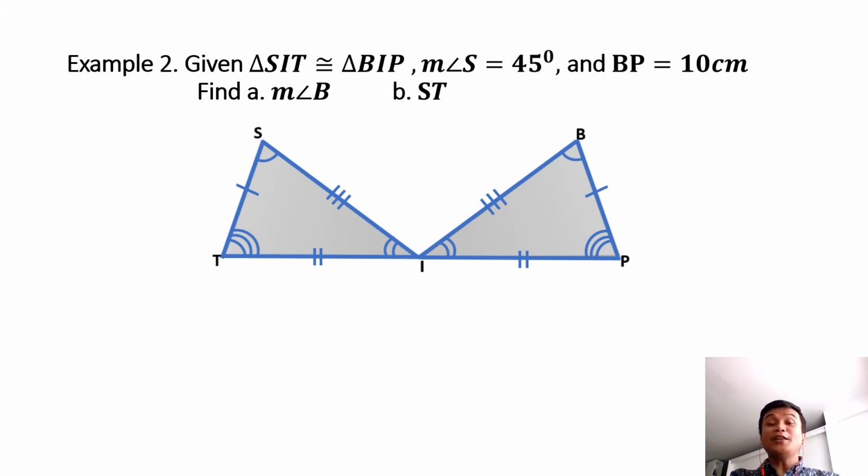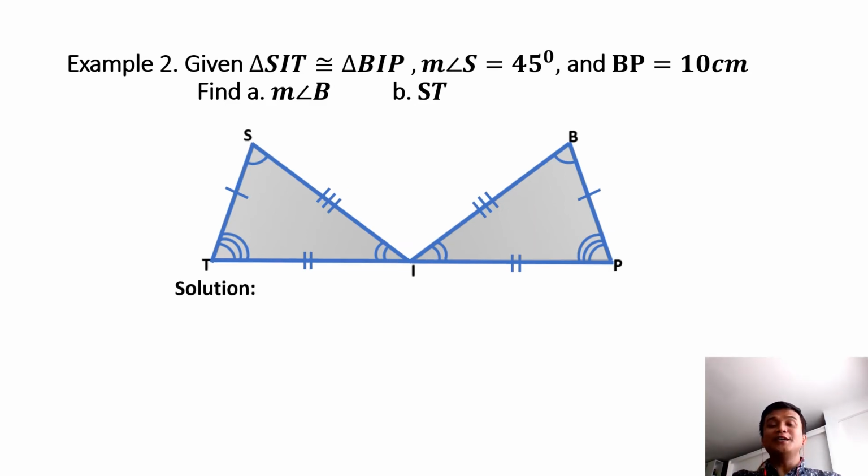Okay, study the figure very carefully. You may start answering with me. Given triangle SIT congruent to triangle BIP, the measure of angle S is equal to 45 degrees and BP is equal to 10 centimeters. We're going to find letter A, the measure of angle B, and letter B, ST.